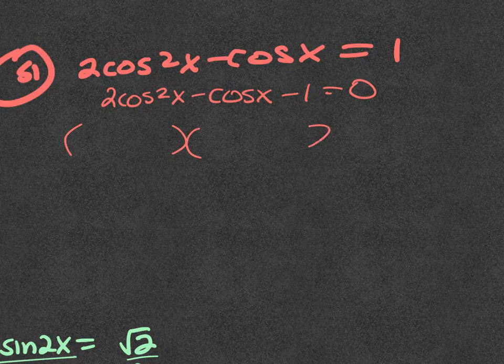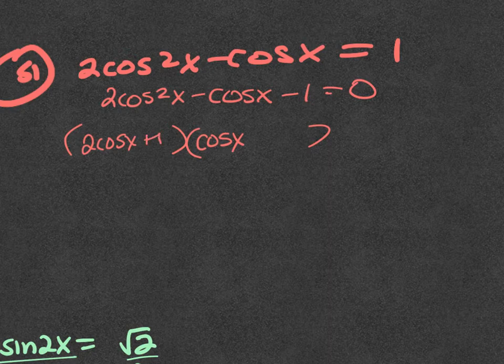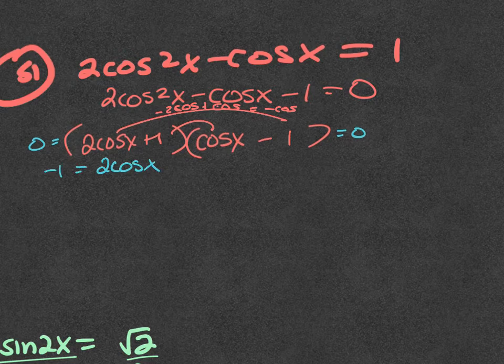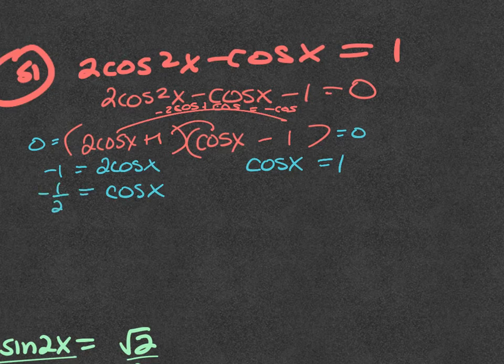And then I want to factor it to cosine of x, and then cosine of x, factors of -1 that when multiplied the outer and the inner gives me the -1 in the middle, would be a +1 here and a -1. That's -2 cosine plus cosine, which is the negative cosine I want. Then I split them each and set them equal to 0. I'd get 2 cosine of x equals -1, cosine of x equals +1. One step further on the left gives me -1/2.